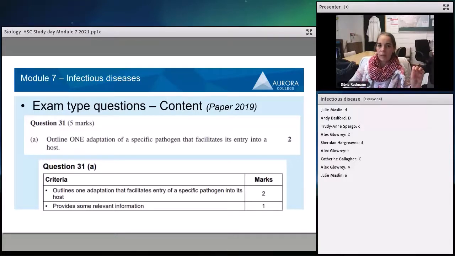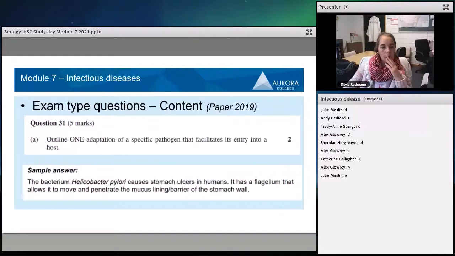You can see the marking criteria in there. One adaptation and then name the specific pathogen. But if you just name a specific pathogen, you will get 1 mark. Or if you just name an adaptation, you will get 1 mark. That's what we call in HSC marking 'provided some relevant information', right? So that is an example from the paper.